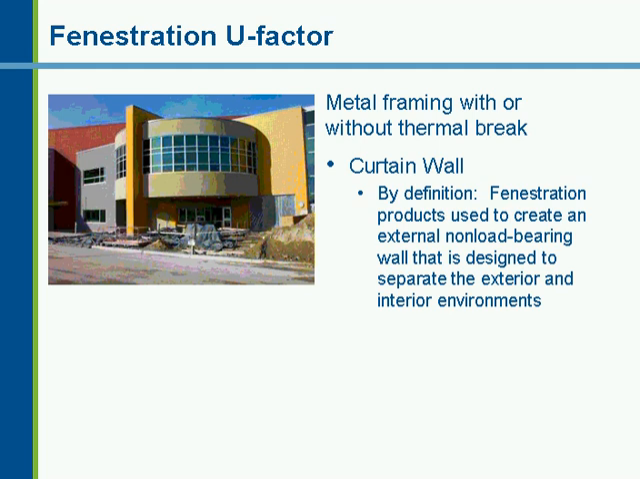The first one is defining what a curtain wall is. By definition, if you get into Chapter 2 of the IECC, you'll see the curtain wall is fenestration products used to create an external non-load-bearing wall that is designed to separate the exterior and interior environments. So the round, circular window shown in the picture would be considered a curtain wall product. And again, the requirements for that are going to range from a U-factor in climate zone 1 of 1.2 down to 0.45, and that is the window and the frame combined U-factor on that particular window.